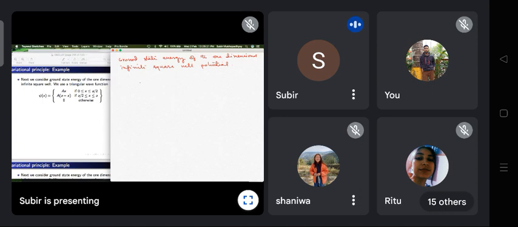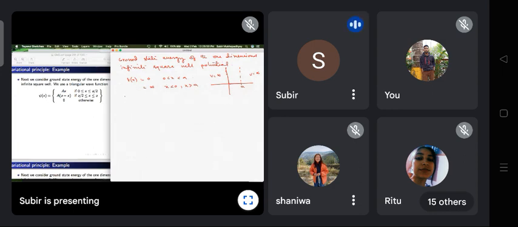We know how it is, right? It's like V(x) equal to 0 for 0 less than x less than a, and infinity otherwise. That means x less than 0 or x greater than a. That's how it looks like. This is the infinite square well. Here only V is 0, here V is infinity. Now we try to find out the ground state.